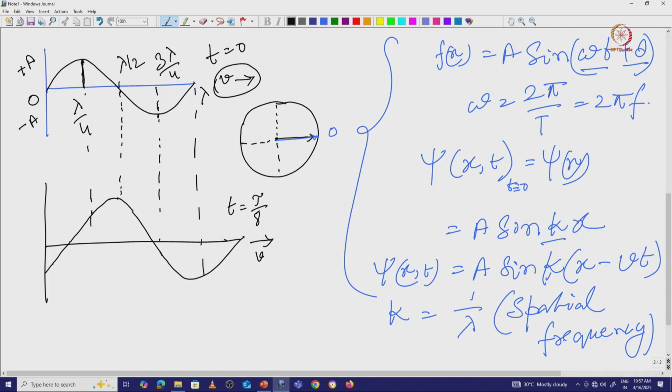So, now if we want to plot this one, we can say that okay, this is 0, this is now lambda by 4, and this you are getting lambda by 2 and then lambda by 3 and so on.